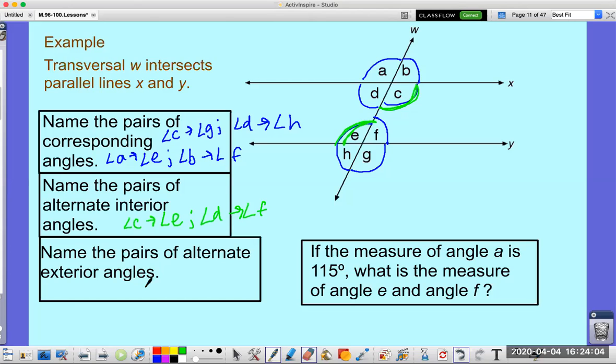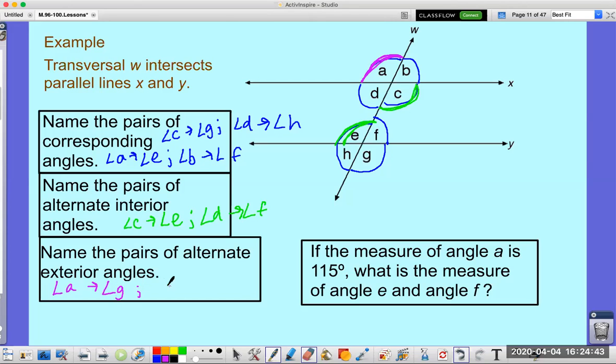Then it says name the pairs of alternate exterior angles. So if we're looking at the exterior angles, let's start with A here. Here's the A. Hopping over to the other side, it can't be B because you can see this one's obtuse, this one's acute. This one's obtuse, this one's acute. So which one matches? Well, it's angle G, and it's on the exterior, remember, the outside of the parallel lines, X and Y. So if we have angle A, that's an alternate exterior angle to angle G.